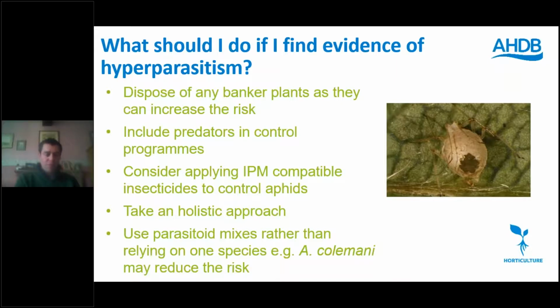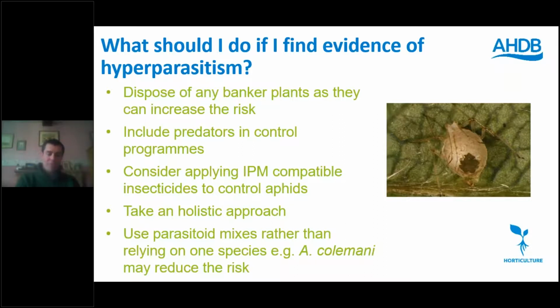If you get hyperparasitoids, considering IPM compatible insecticides to control aphids within the crop is another option, and also taking a holistic approach. So if you've got those nettle type banker plants that we talked about a few slides ago outside, they could potentially be a source of hyperparasitoids. So if you're identifying hyperparasitoids in your crop, definitely worth getting a mower or strimmer out and flooring those. They'll grow back, but it will remove any hyperparasitoids from those that could move into the crop.